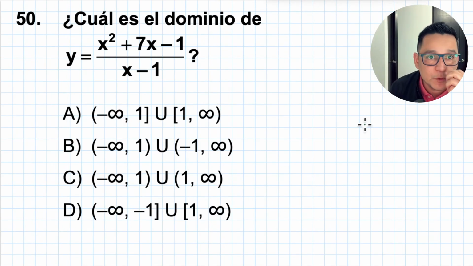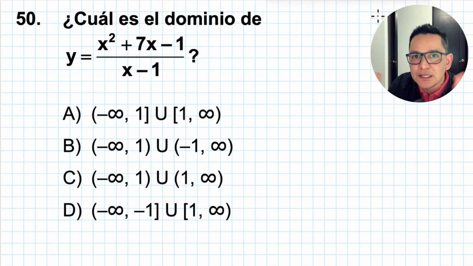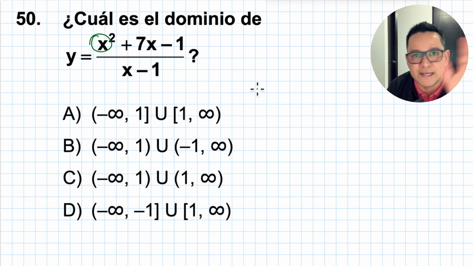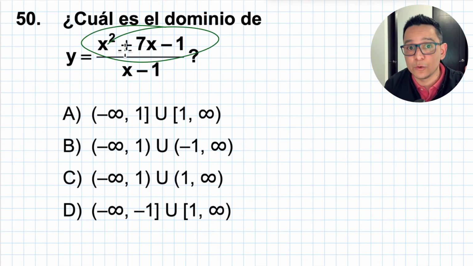This exercise says, what is the domain of y equals x squared plus 7x minus 1 over x minus 1? Let's see. Briefly, just so it's clear, the domain refers to the interval of values that x can actually take in a function. So here we have the function. Start thinking. What is that interval of values? What values can x take? Look, just by looking at the numerator, you can plug in a 5 here, right? There's nothing stopping you because it would be 5 squared plus 7 times 5 minus 1 that would give you a value. Okay, just considering the numerator.